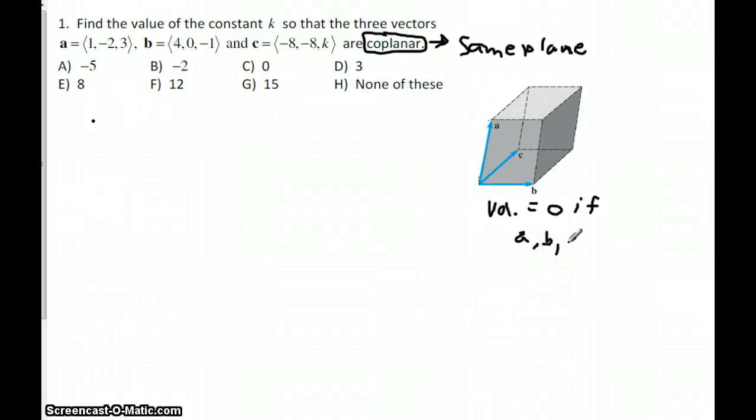Makes sense. If they're all on the same plane, you wouldn't have any height to that parallelogram prism, and so if A, B, and C are coplanar. Alright.